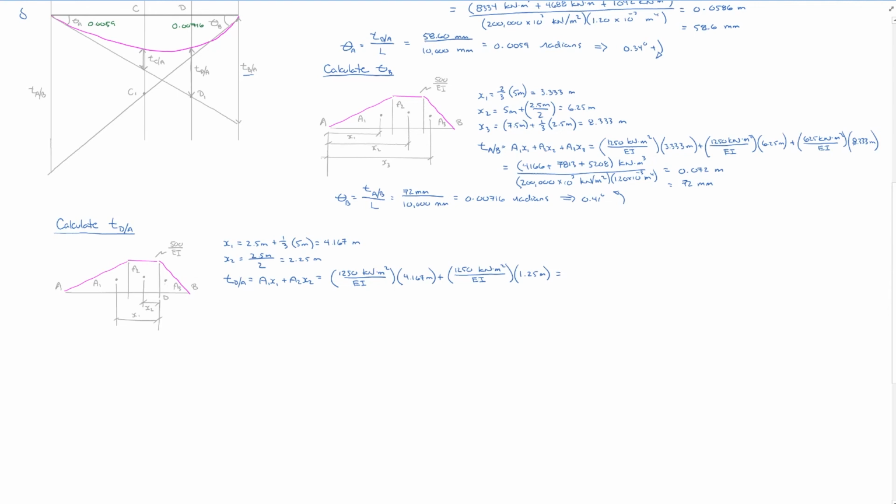And then that is equal to 5209 plus 1563, all multiplied by kilonewton meters cubed, divided by EI, which as before, 200,000 times 10 to the third kilonewtons per meter squared, and 1.20 times 10 to the minus 3 meters to the fourth, equal to 0.02821 meters, or 28.21 millimeters.